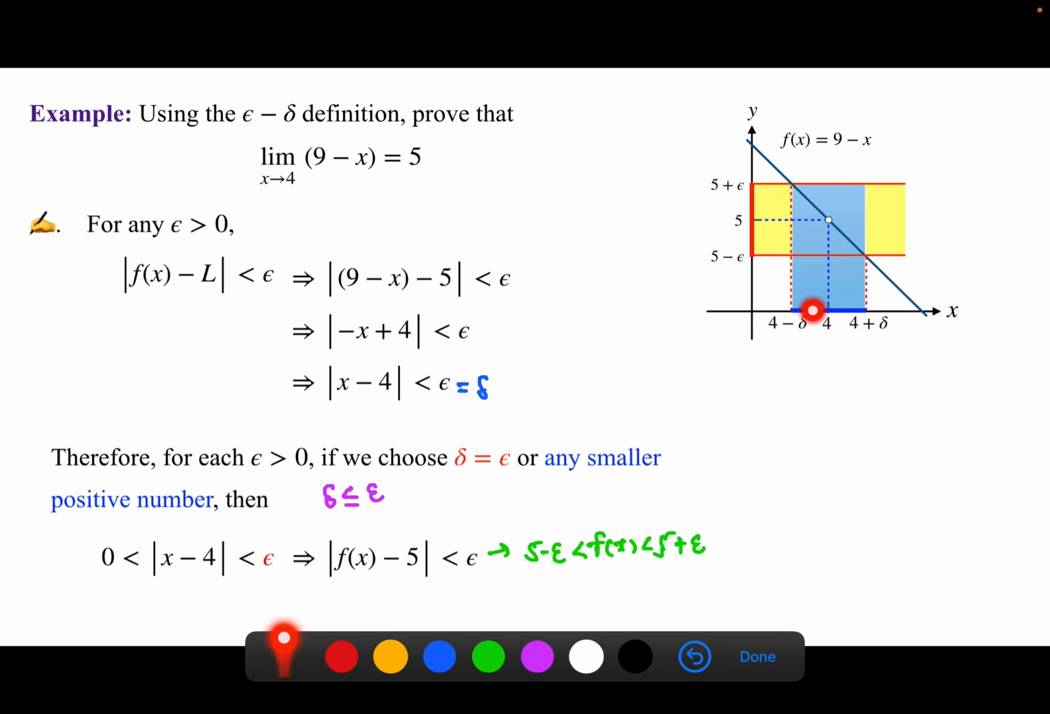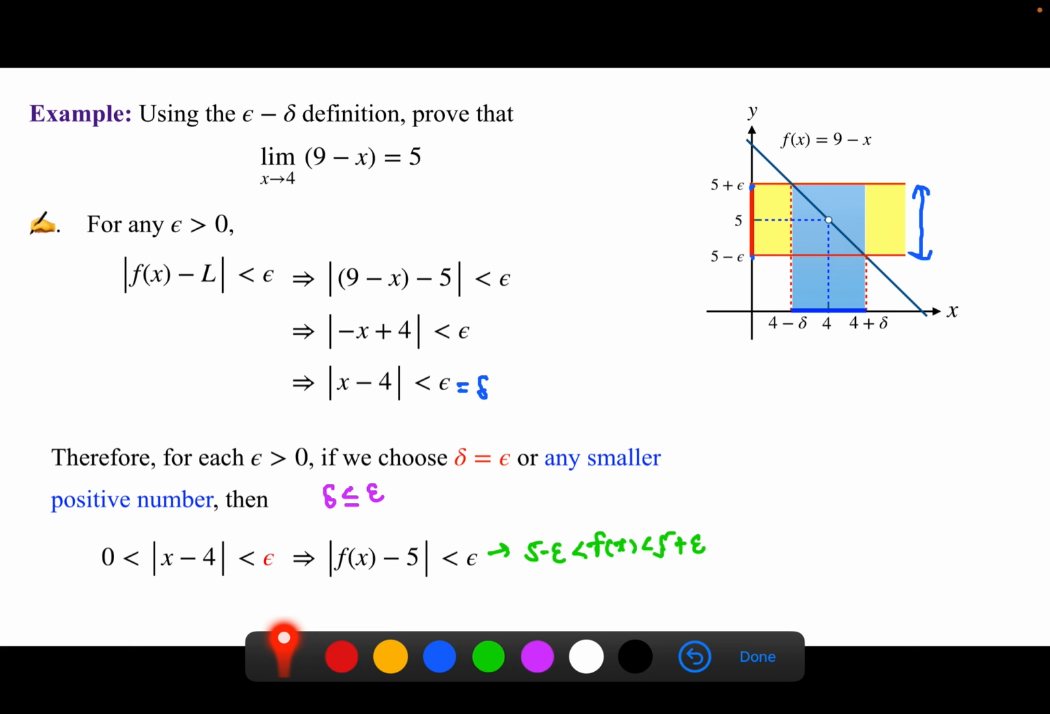Look at the graph also. To prove the limit, for this vertical symmetric band for function values from 5 minus epsilon to 5 plus epsilon, we find a symmetric delta band for x values from 4 minus delta to 4 plus delta, such that for all values of x within this delta band, function values lie within this epsilon band.